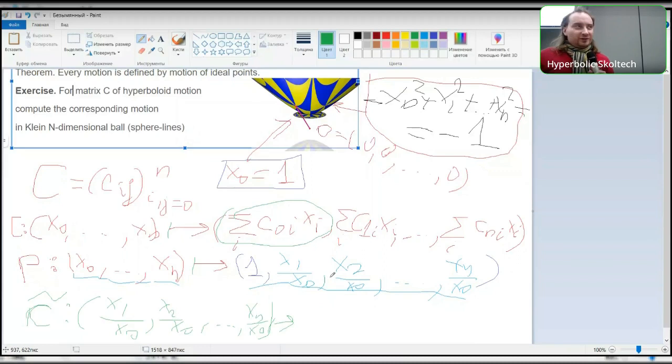Actually, just, is everything visible on the screen? Okay. So how do coordinates change? Yeah, this is in the denominator. So here we have c1i xi, etc., cni xi over c0i xi.